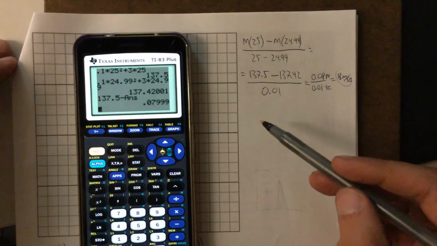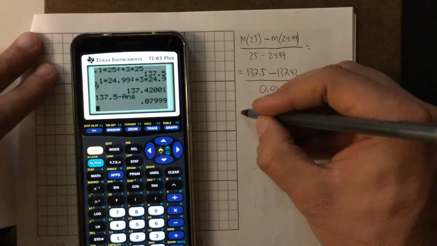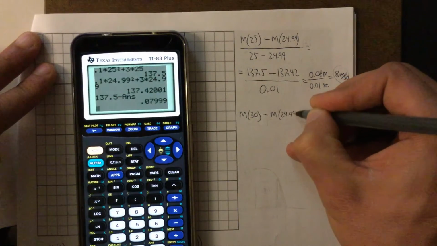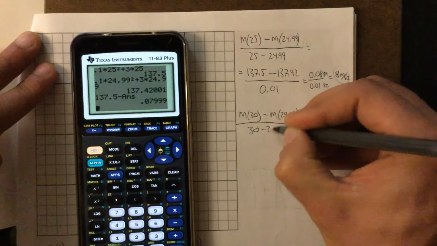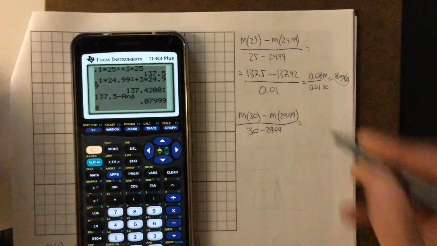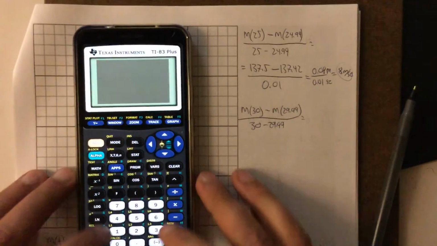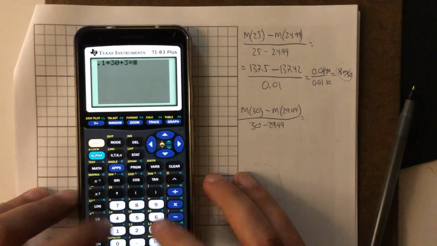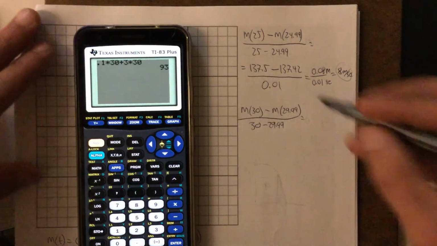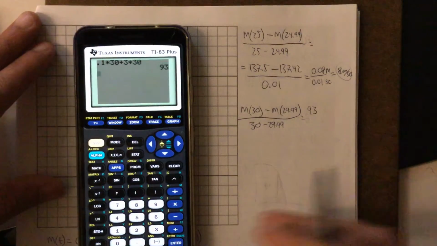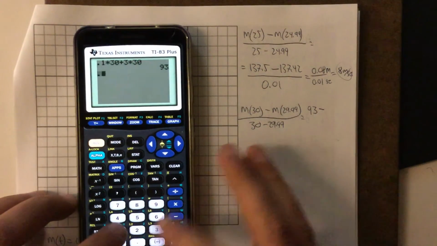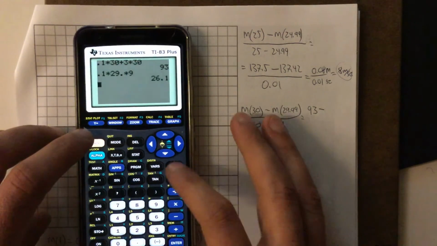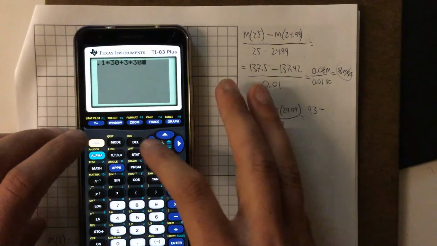So I want to move our time, let's say to 30 seconds. So m of 30 minus m of 29.99 divided by 30 minus 29.99. And let's do that. So then it's 0.1 times 30 plus 3 times 30 is 93 minus 0.1 times 29.99. Oh, I did that wrong. Clear, clear, clear. This is 30 squared, right?